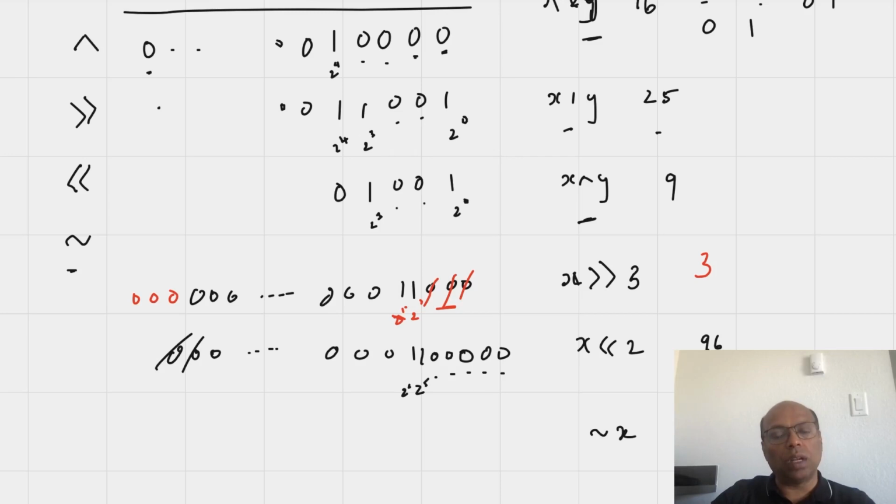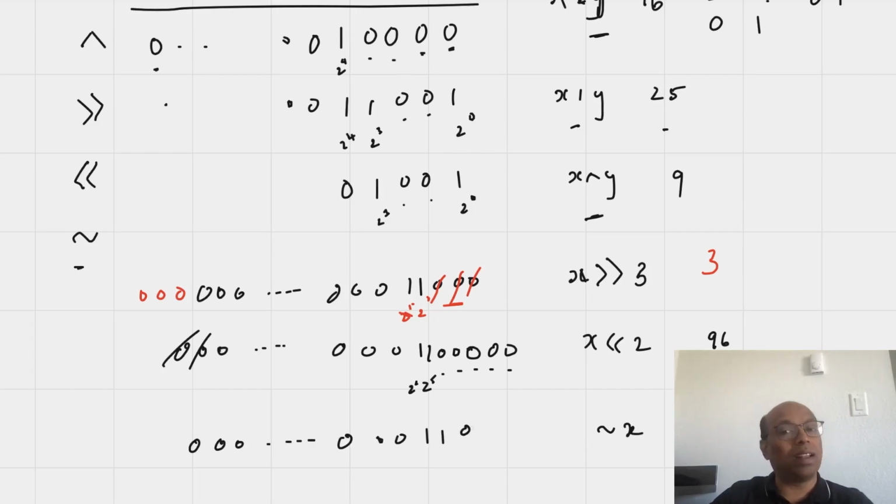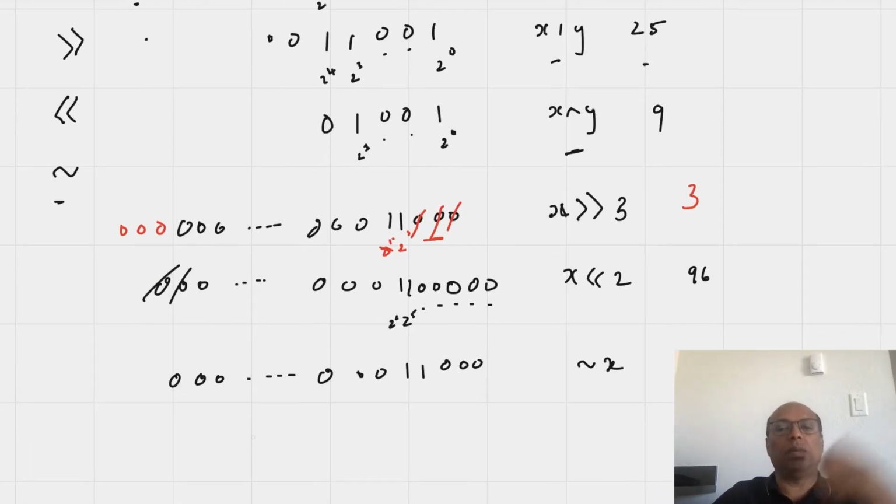Now, if I say inversion of X, what will happen? First you need to find the binary form of X. The binary form of X needs to be written. Remember, you need to write 32 bits. What is the result of inversion of X? Every bit needs to be reversed. This is 1, 1, 1, and this is 1, 1, 1, 0, 0, 1, 1, 1.